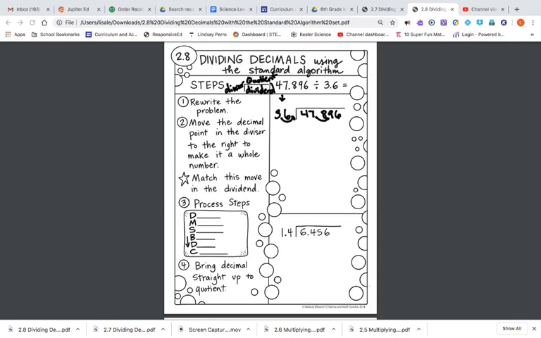Okay, so since I moved my decimal in my divisor one spot by technically multiplying it by 10, I have to do the same thing to my dividend. So now I have 36 divided into 478 and 96 hundredths. Then all I have to do is bring my decimal straight up.